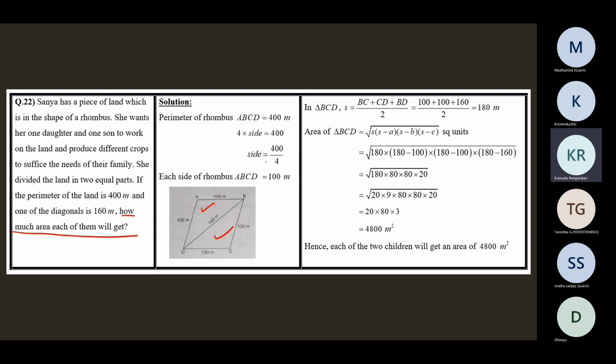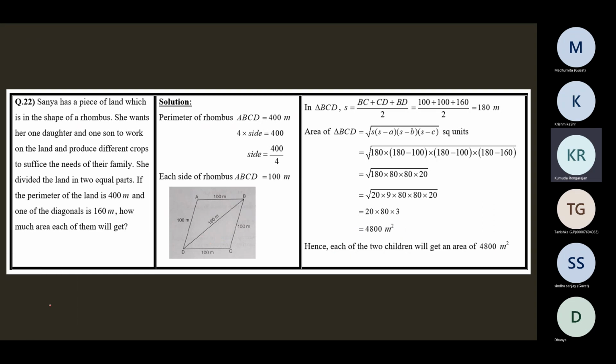So I have found the area of the triangle BCD. BCD is 4,800. So that means each of the two children will get an area of 4,800 meters square. Because we'll have to answer the question. No, we need not find the area of the rhombus. How much area each of them will get? So each of them will get 4,800 meters square. There's 4,800 meters square here for the boy, and there's 4,800 meters square here for the girl.